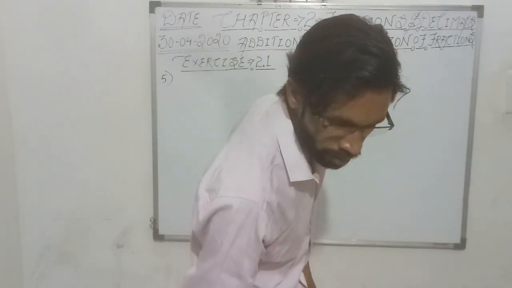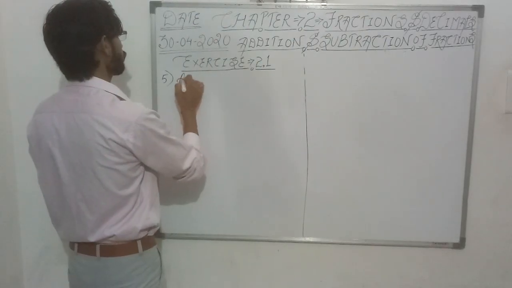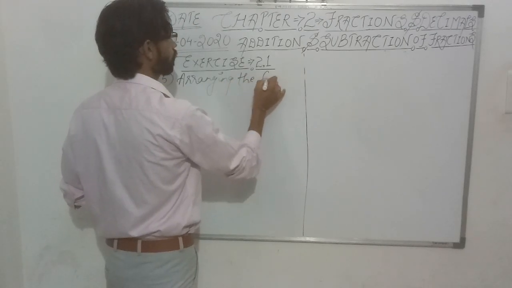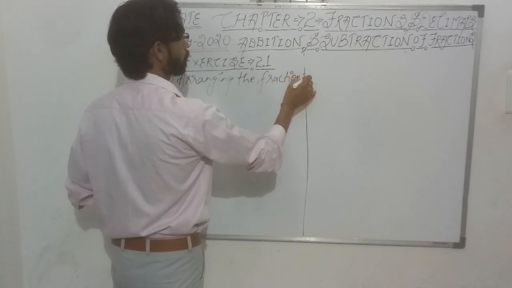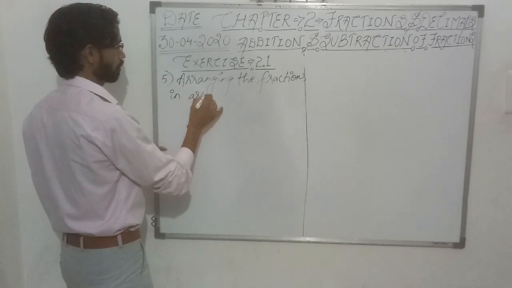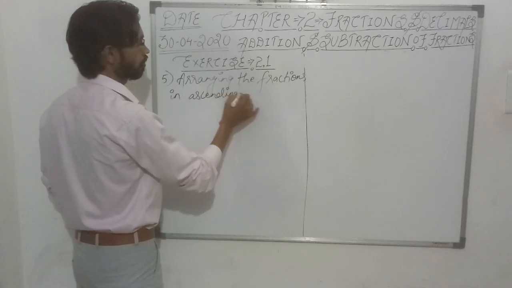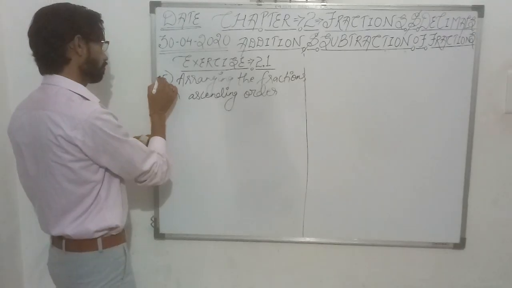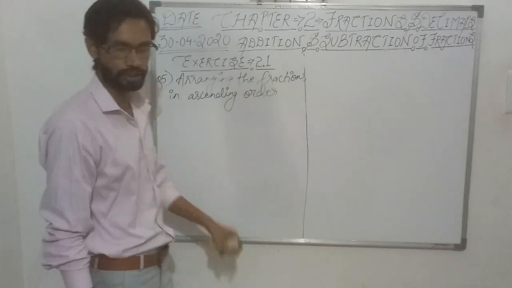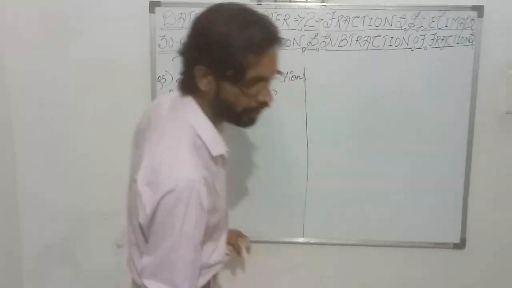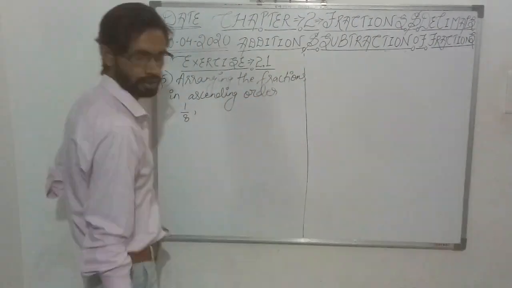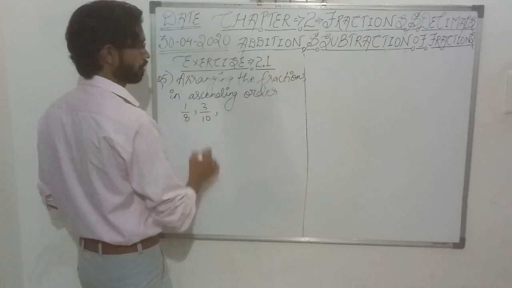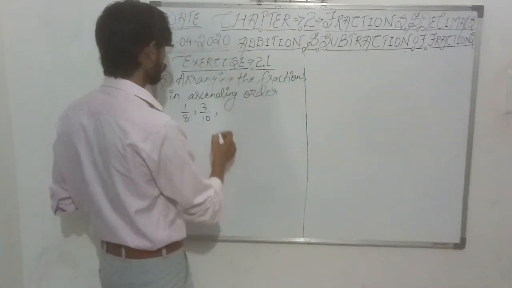Our question is arranging the fractions in ascending order. Okay, so this is our question number 5. What are the fractions that are given? Let us write them. That is 1 by 8. Next one is 3 by 10. And the next one, that is 2 by 7 and 4 by 5.